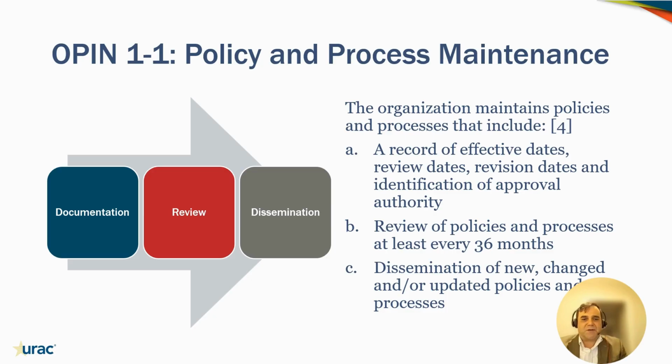Some things to keep in mind here. Documentation of effective dates, review dates, revision dates, and the approval authority can be anywhere. This would include your policies and process documents, your master list, logging systems, as long as it makes sense to your organization. Another thing to keep in mind is that your organization must review its policies and processes at least every 36 months. However, if your organization's timeline for reviewing your policies and processes is more stringent than the 36 months defined by URAC, we're going to hold you up to that.